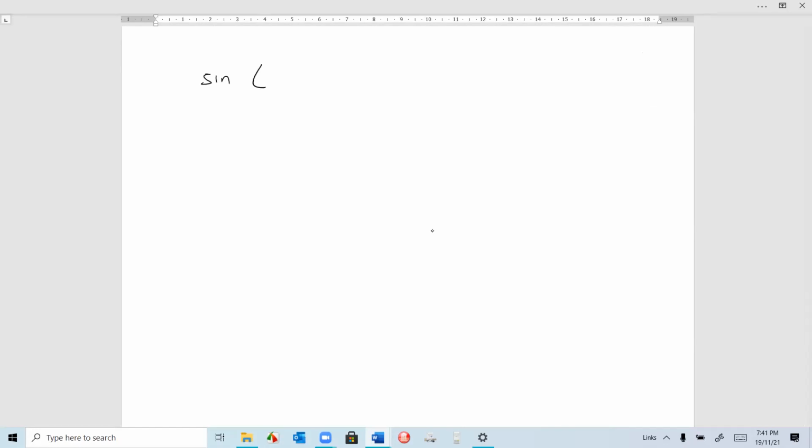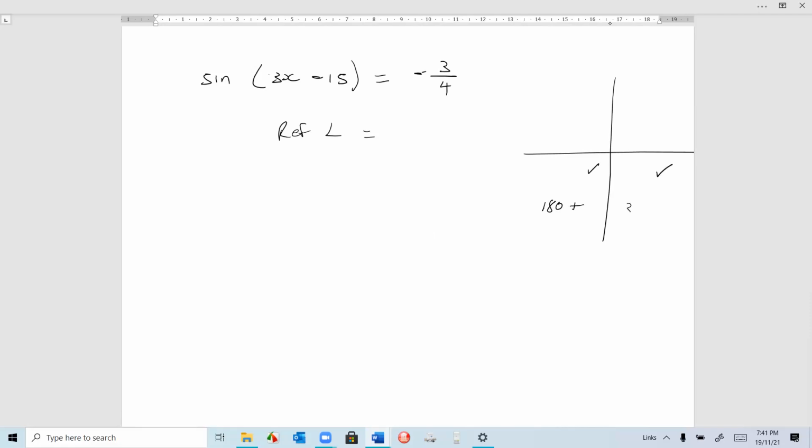Right? So we have something like sine of 3x minus, say, 15, and if that was equal to, say, minus 3 over 4. So now you'll ask yourself a question. You're going to find your reference angle. But in which quadrants is it negative? So sine is negative in quadrants 3 and 4. So that's a 180 plus, and that's a 360 minus your reference angle. So when you take your calculator out, you're going to type shift sine 3 over 4. Can someone quickly type that in for me? Shift sine 3 over 4.